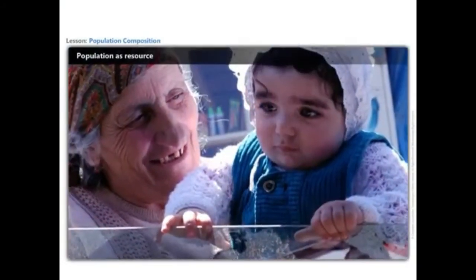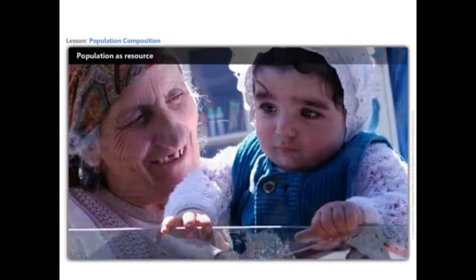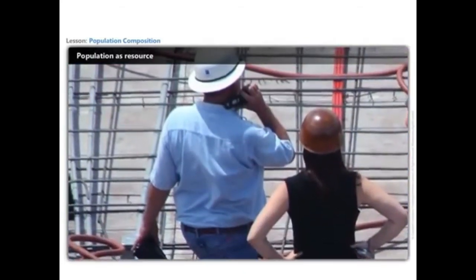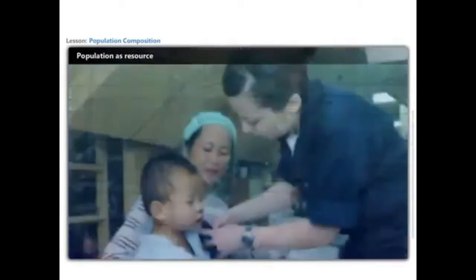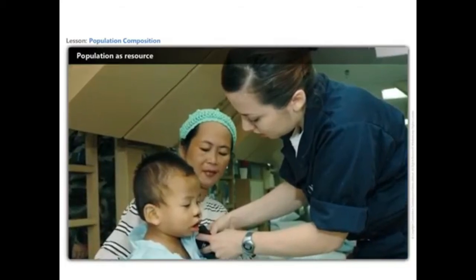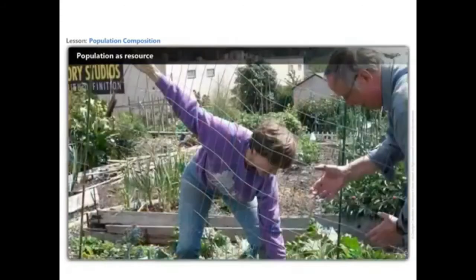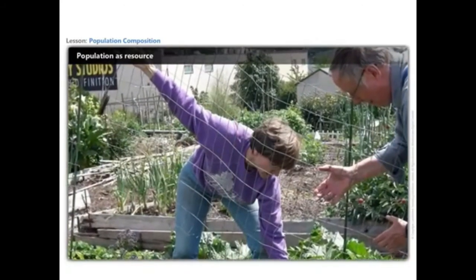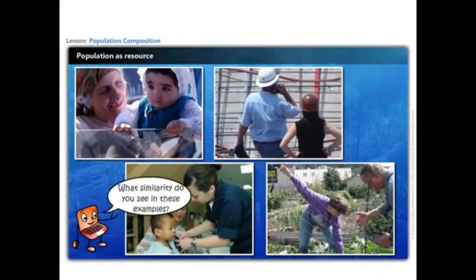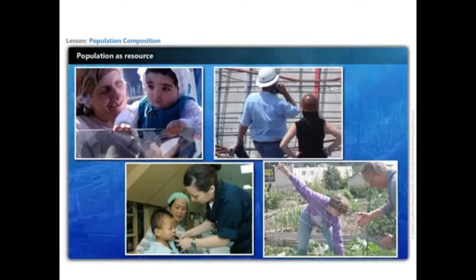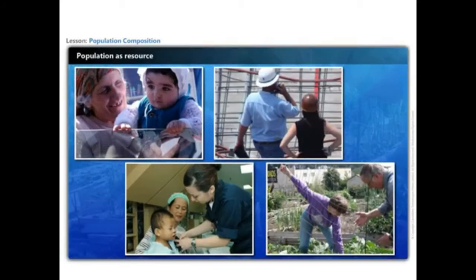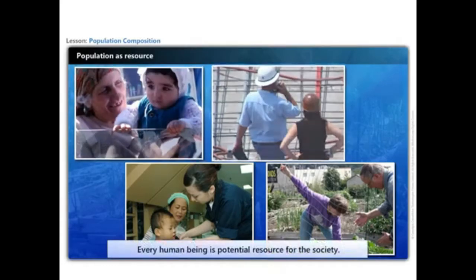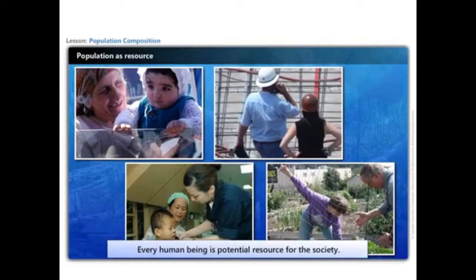Grandmother tells nice stories to Jill and her brother. Jill's father constructs big structures in the city. Jill's mother treats sick children in the hospital. Jill's brother often helps his grandfather in gardening. What similarity do you see in these examples? Every human being contributes one or the other way to household as well as the society. Thus, every human being is potential resources for the society.